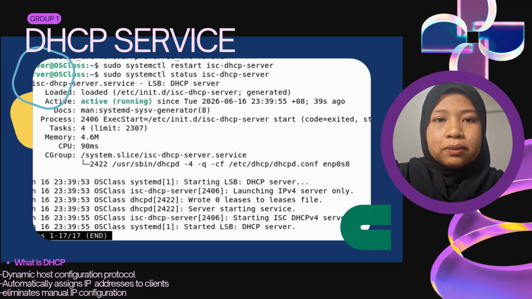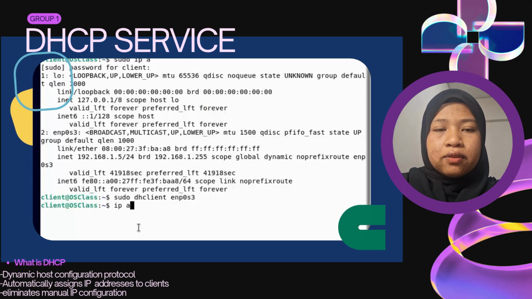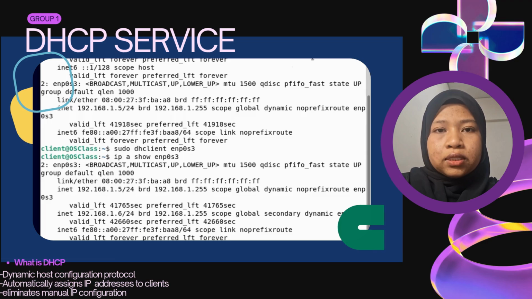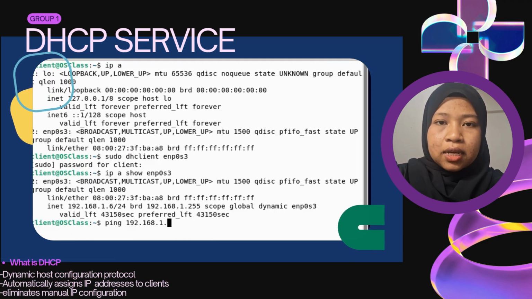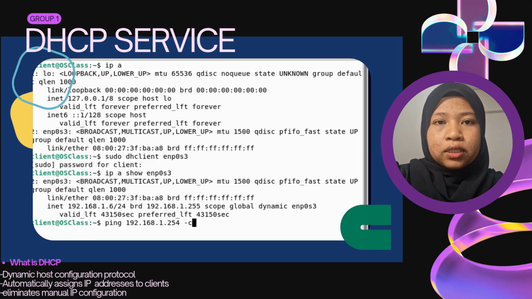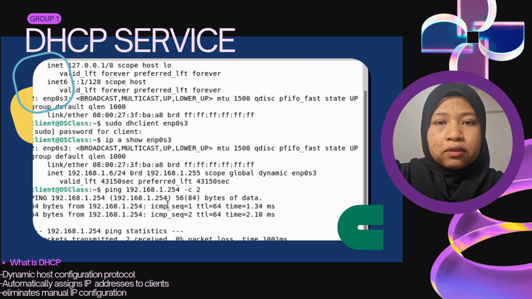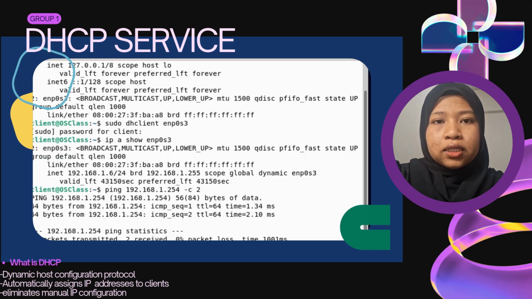I restart the DHCP service and verify the status. The status shows active and running, which means the DHCP server is successfully configured. Switching to the client virtual machine, I request an IP address using dhclient. As we can see, the client successfully received IP address 192.168.1.5, which is within the configured range. I ping the server at 192.168.1.254. The ping is successful, confirming connectivity between the client and server.